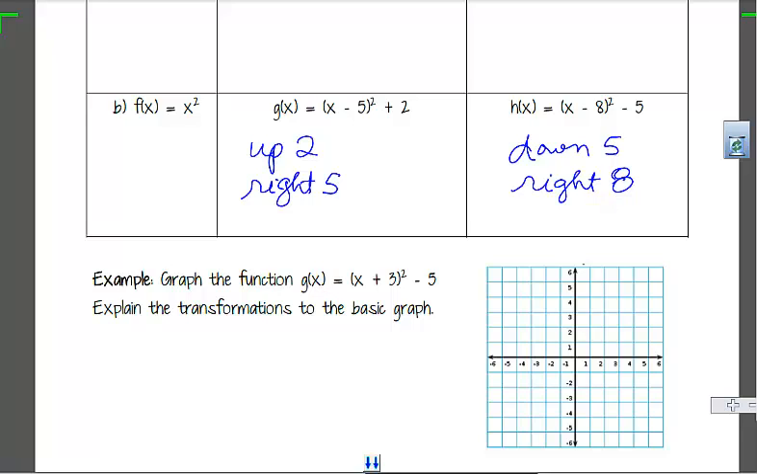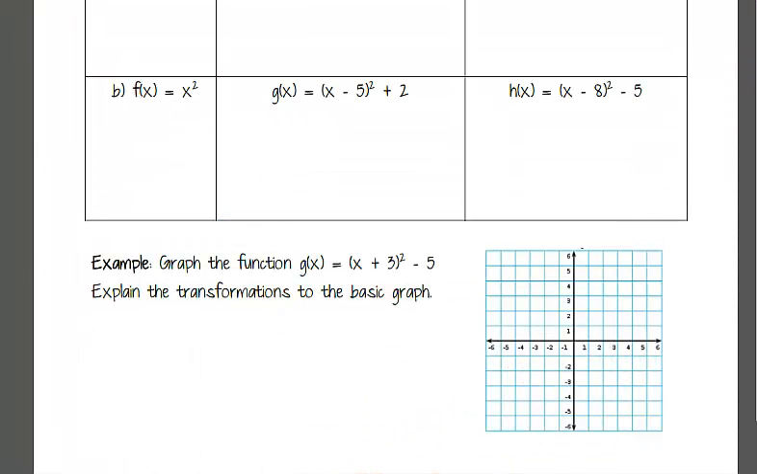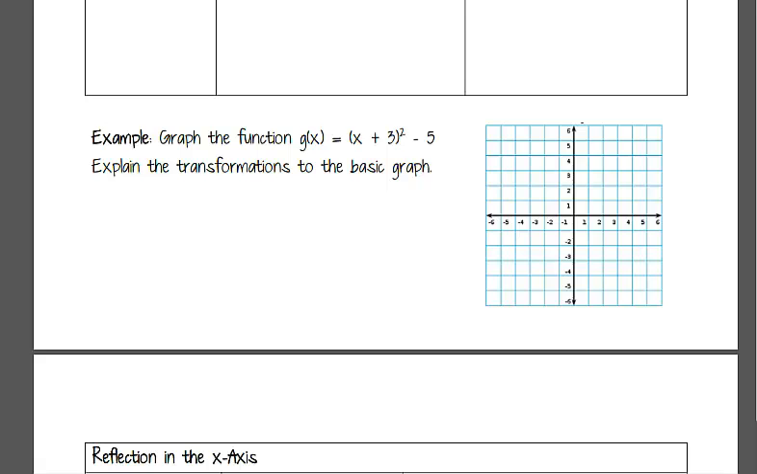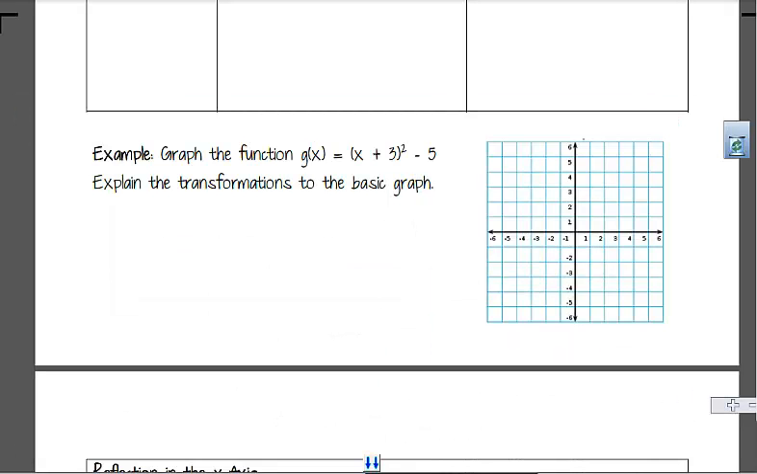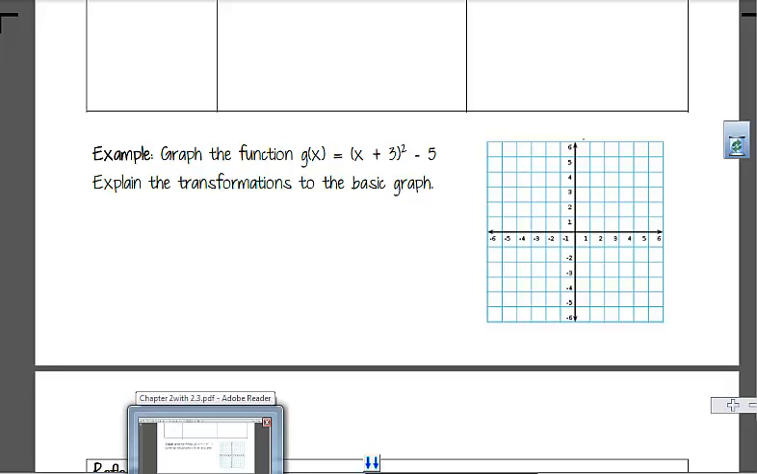X squared. Where's my ink? I have no ink. I want to draw this out in a different color.